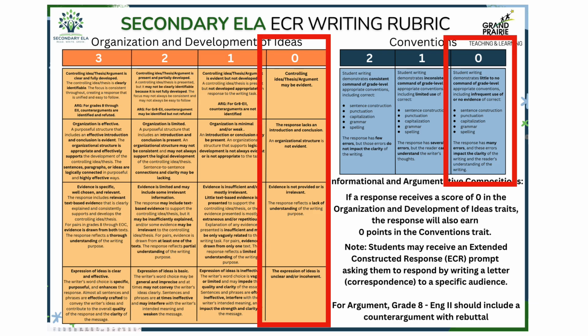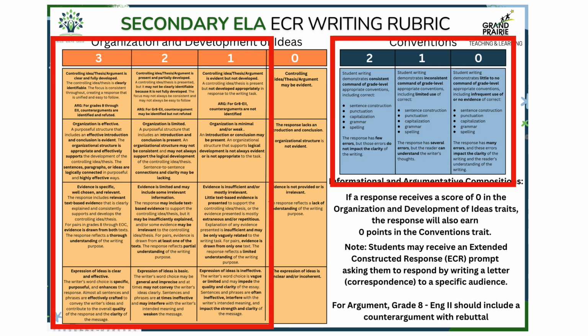And just to say again, if the student scores a 0 for organization and development, they have to score a 0 for conventions. If they receive a score in the organization and development of ideas section, that doesn't automatically mean they'll get a 1 in the conventions. They may score something in organization and development of ideas, but still receive a 0 in conventions if they are not demonstrating a good command of grade level writing.